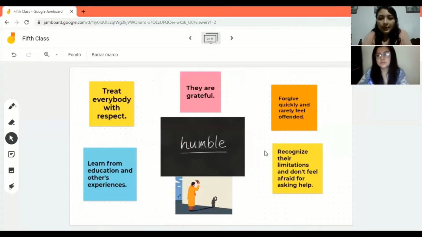The second one is humble. A person is humble when he or she treats everybody with respect, recognizes their limitations and is not afraid of asking someone for help. They learn from education and from the experience of other people. They are very grateful, forgive quickly and rarely feel offended. As you can see in the picture, these people don't feel that they are better than others. They think that all of us are equal.